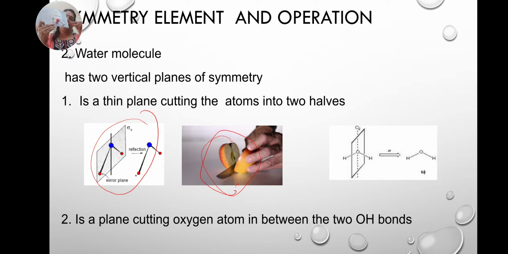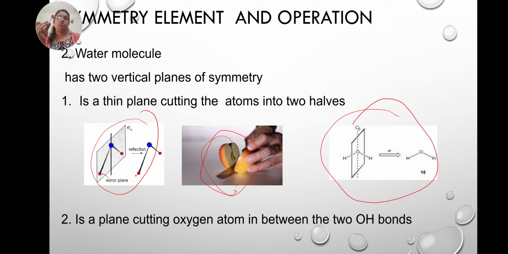That is one. Any second, how will it come? There is a plane like this, going through the oxygen middle. So if you cut through the oxygen middle like this, you will have a plane. Okay, this will be the plane. So what happened, you will get two identical structures. That is only shown here. Okay, this is the one what is shown. So is a plane cutting oxygen atom in between two oxygen hydrogen bond. It will be bending like this. Okay, so that is second plane in the case of water molecule.